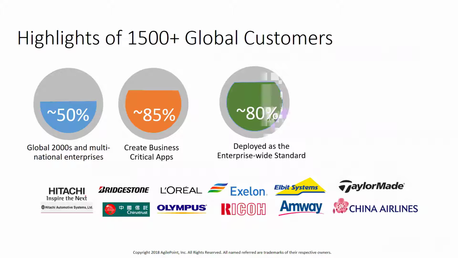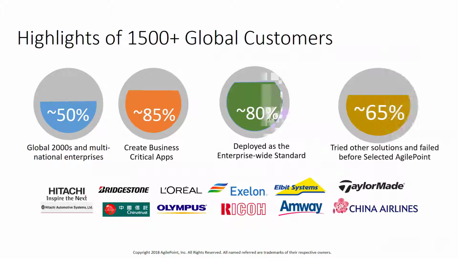If you think about what it takes to become a standard for an organization, that really means the ability to address a wide range of use cases, ranging in scope and complexity and things of that nature. And lastly, 65% of our customers came to AgilePoint after having failed with some competitive solution.